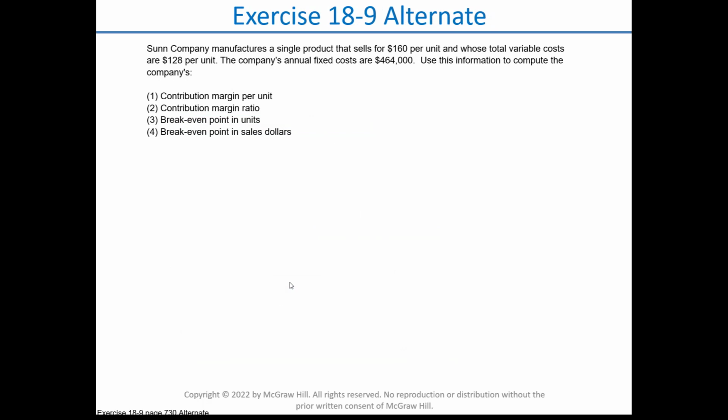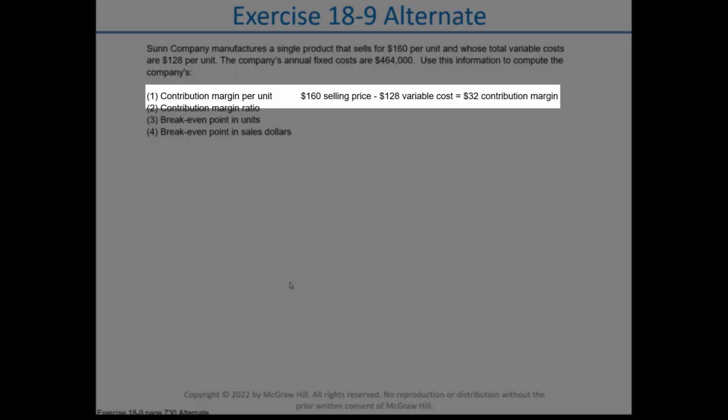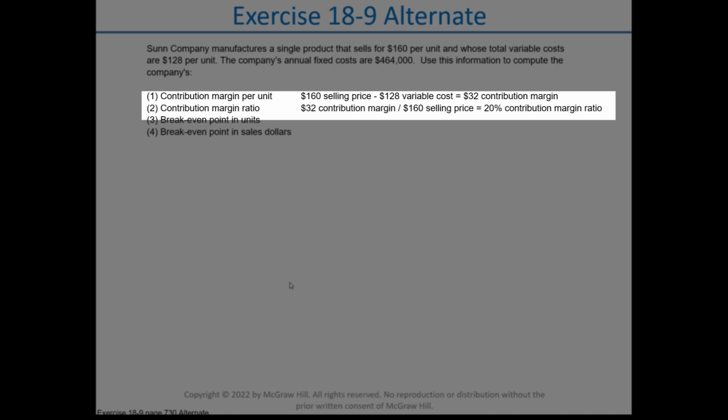For the next one, we will also compute contribution margin on a per unit basis and the ratio like we just did, and we're going to look at something called break-even. We can compute break-even in units or in sales dollars. Remember that break-even is the point where they neither earn an income nor incur a loss. Contribution margin is revenue minus variable cost, and the ratio is contribution margin divided by the revenue. Here, their gross profit is 20%, which means their variable costs represent 80%.